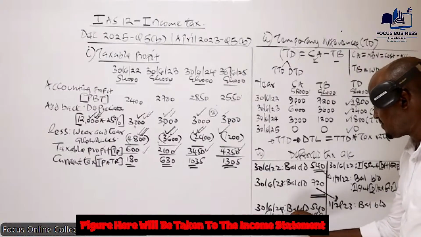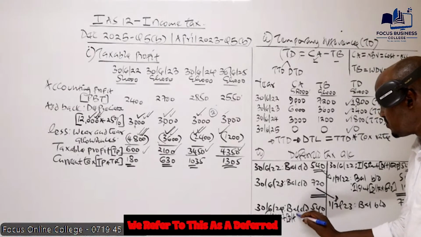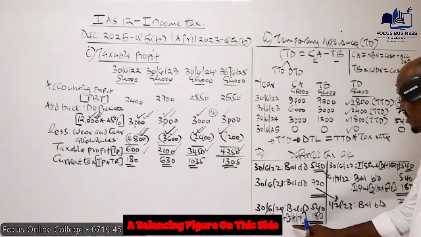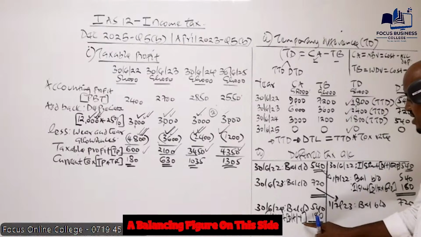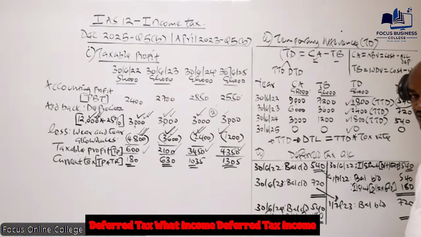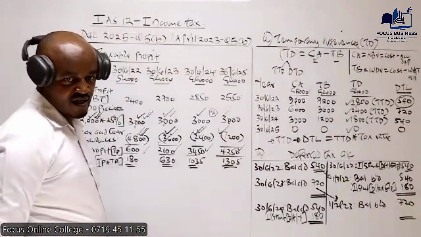I've said the balancing figure here will be taken to the income statement, and a balancing figure on this side, we refer to this as the deferred tax income. Make sure you write that in full. A balancing figure on this side is known as deferred tax income. Deferred tax what? Income.